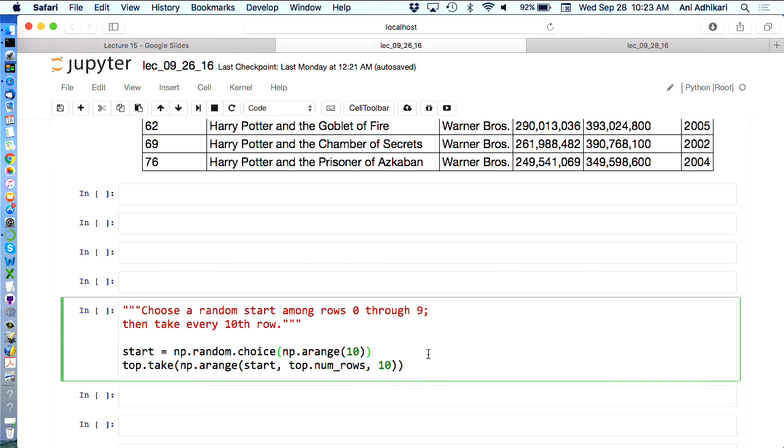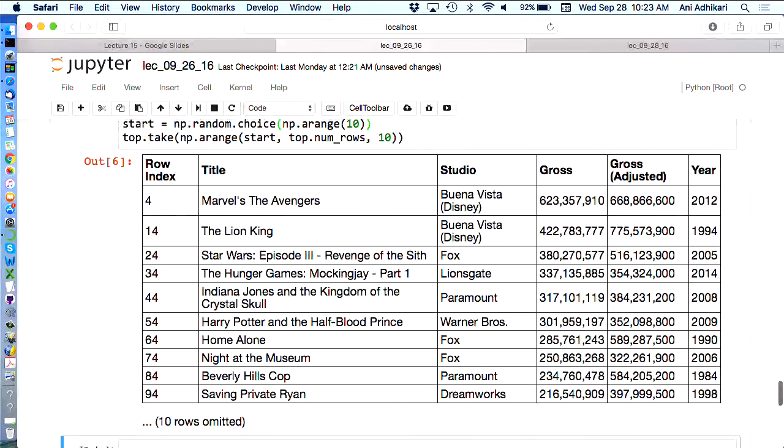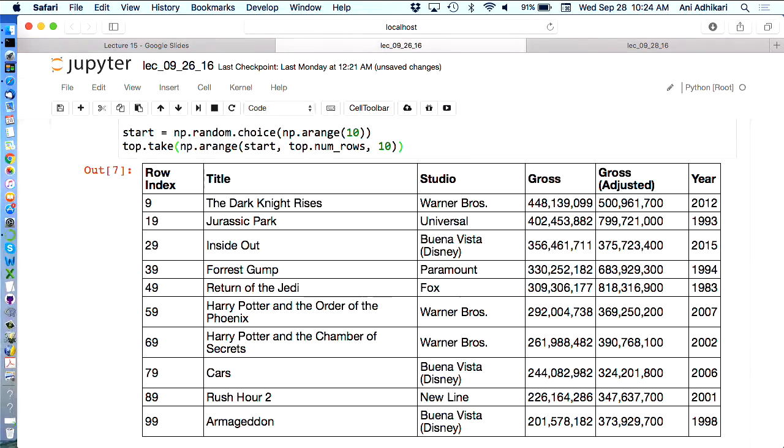And so I'm going to run this. And so look at the indices. The random one that was chosen was 4, and then we got every 10th one. Do you see the indices all ending in 4? And so if I run it again, this time it picks the index 9, and so it's everything ending in 9. All clear?